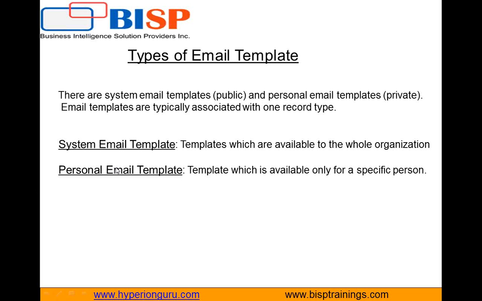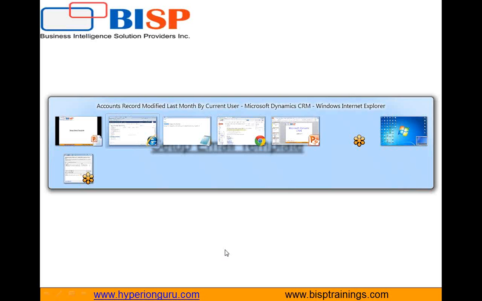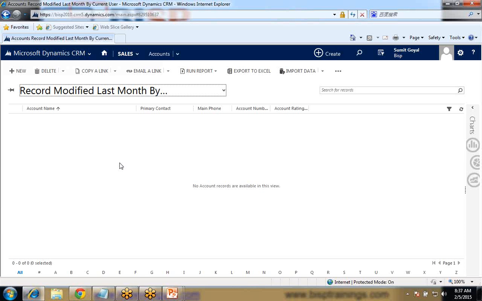So we'll be going to create both a system template as well as a personal email template. So let's see how to do this. Let's set up email templates in our CRM application. How to do that? First of all, I would like to set up a personal email template.